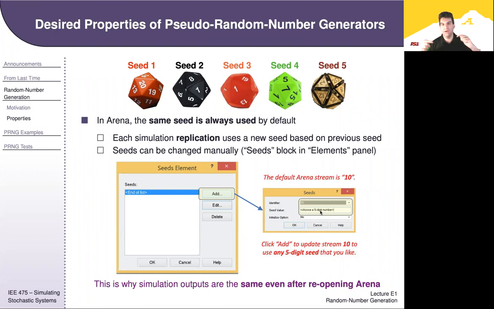This is exactly why, when you run Arena and close it and reopen Arena, some of you might notice that your outputs are identical, like your performance metrics and confidence intervals, they're identical to the previous run of Arena. That's because by default, there's a certain seed Arena uses. Now, every replication Arena runs of an experiment, it updates the seed, it adds to the seed so that you get a new die roll. But the die that it puts into the first replication is always the same unless you force it to change by using the seeds block. So that's one of the ways we can use these seeds.